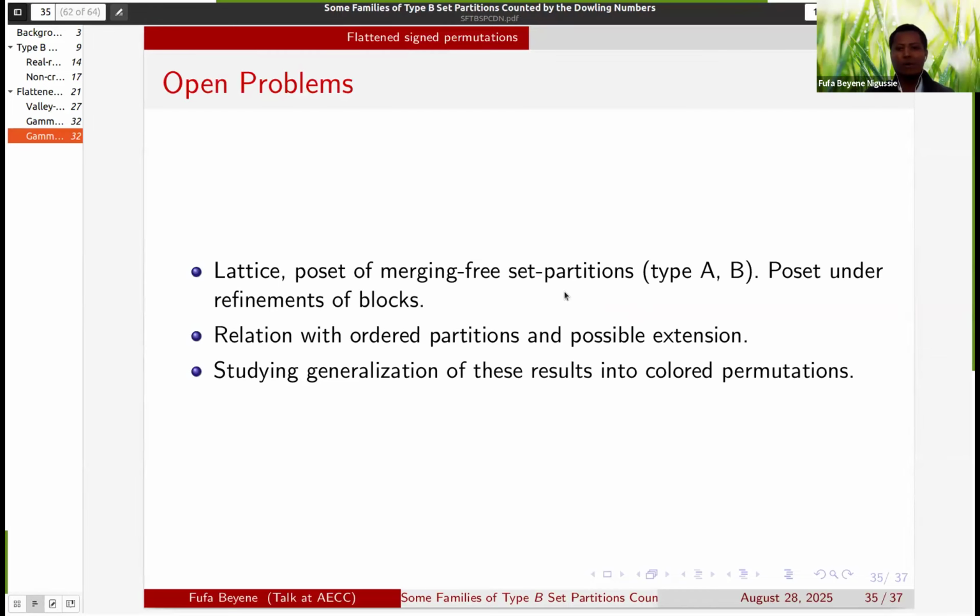Some open problems. We were thinking of the lattice, or poset, of merging-free set partitions, both type A and type B, under refinement of blocks, and also relations with ordered partitions and possible extensions. Also, some generalization of these results to colored permutations.